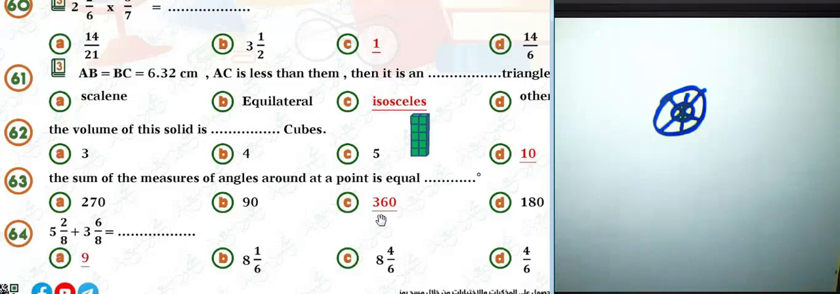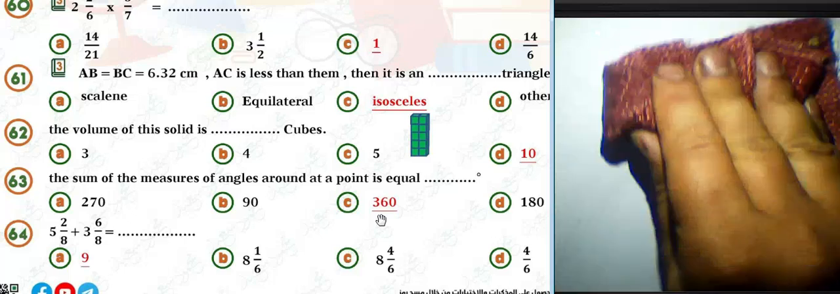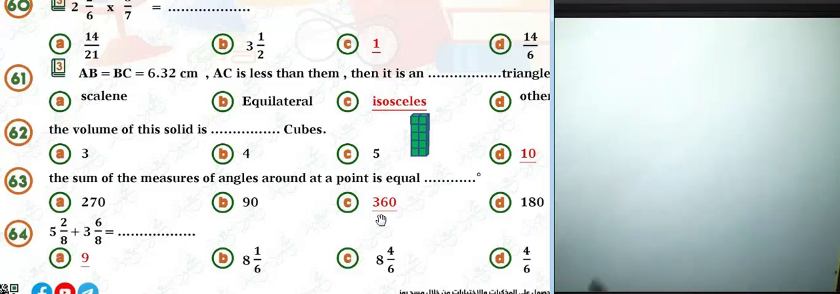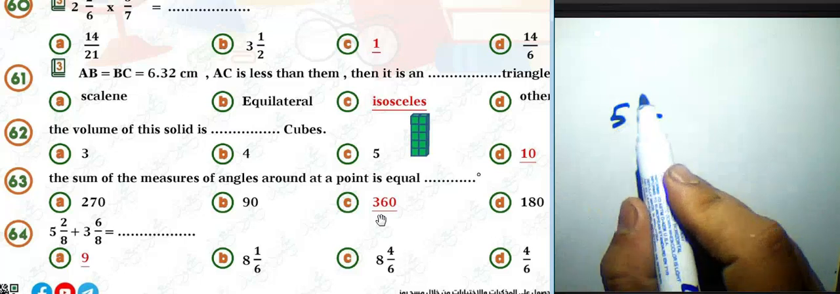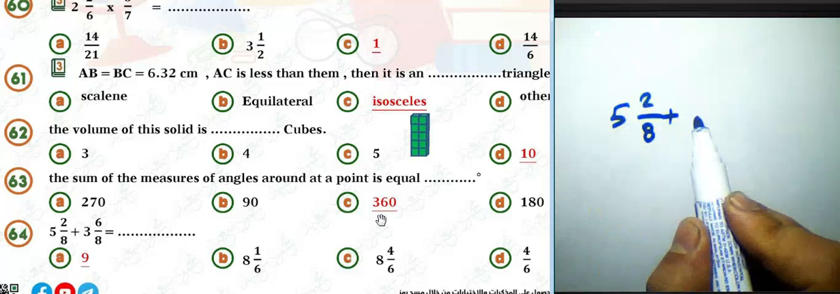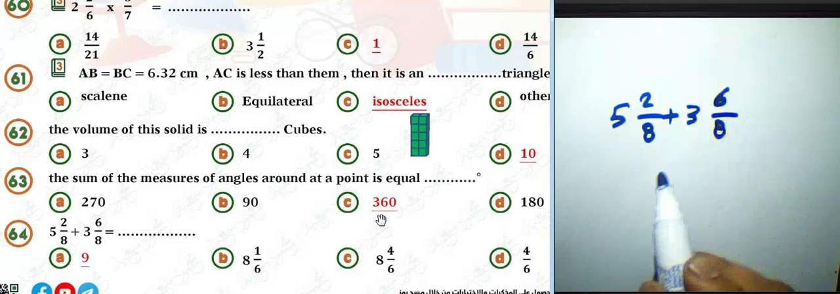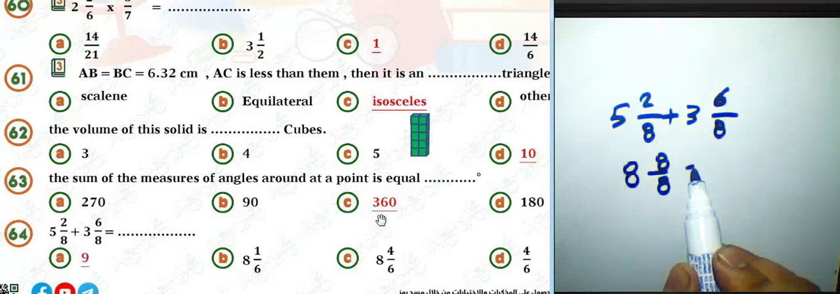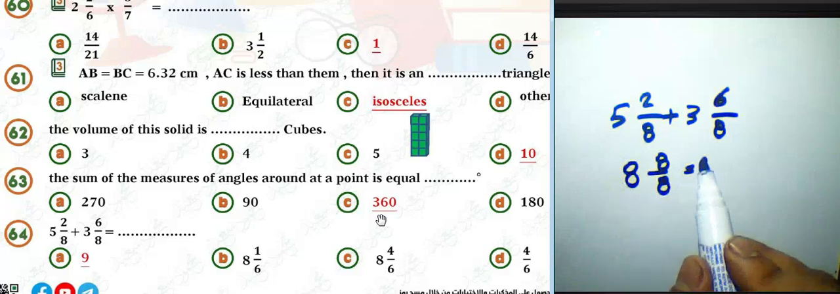64. 5 and 2 over 8 plus 3 and 6 over 8. 3 plus 5 equal 8. 6 plus 2 equal 8. 8 divided by 8 equal 1. 1 plus 8 equal 9.